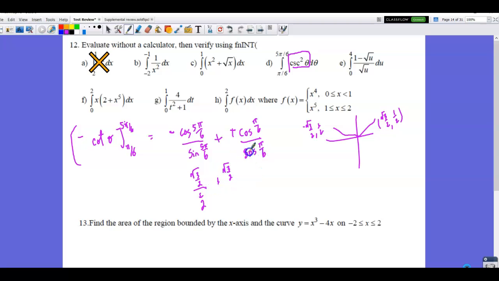The cosine of pi over 6 is root 3 over 2. And this, good gracious, what is wrong with me? And the sine of pi over 6 is 1/2. I think I need to go to bed. So that's going to give me 2 times root 3 over 2, which divides out. So that's going to be root 3 plus root 3, which is 2 root 3.